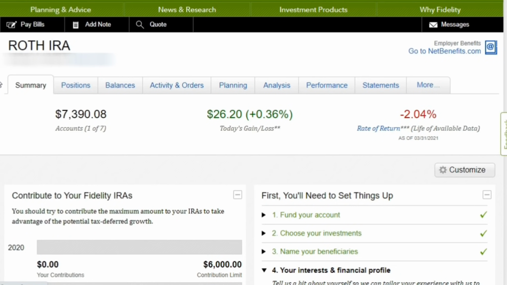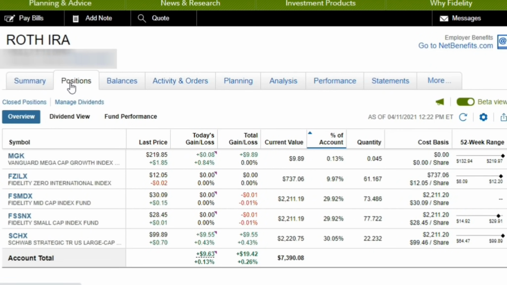Let's go. All right, guys, here is my Roth IRA account with Fidelity. Let's go ahead and move into the positions. I'd actually moved my Roth IRA over from M1 Finance just to be with Fidelity. And the primary investment at the time had been the Vanguard Mega Cap Growth Index ETF, MGK.